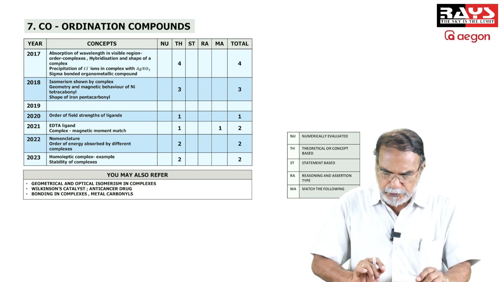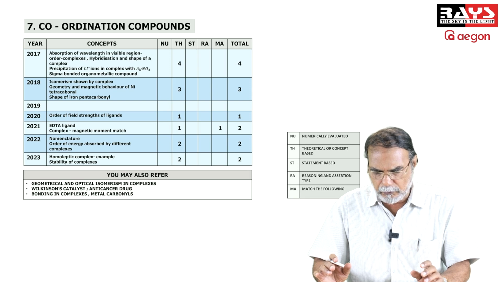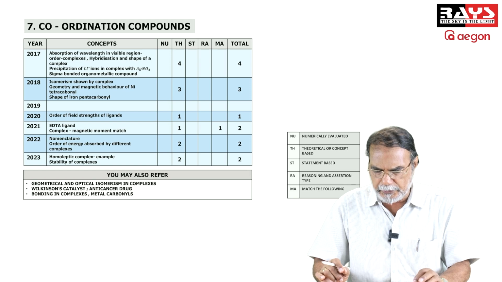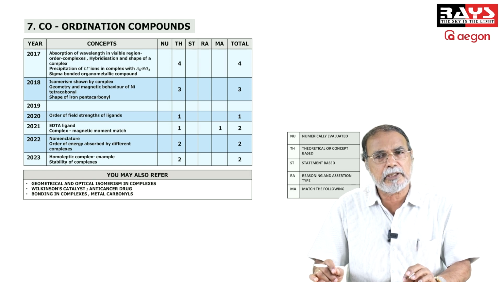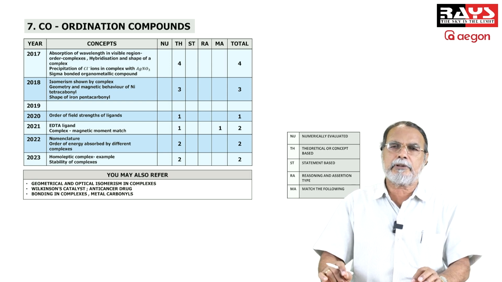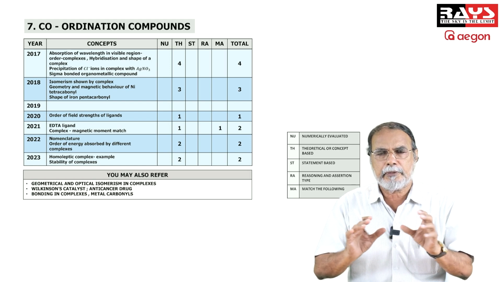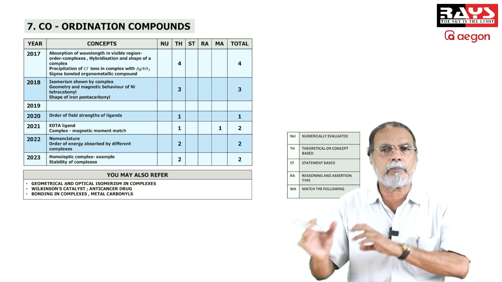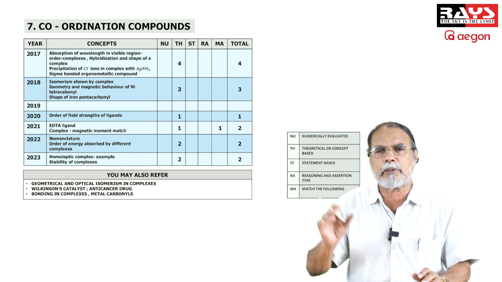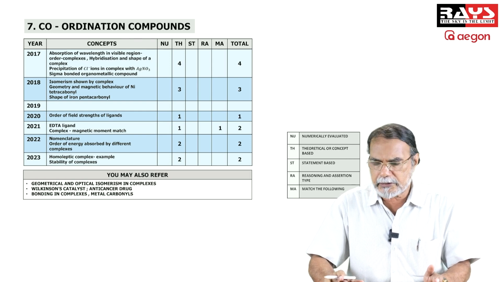You may also refer to geometrical and optical isomerism in complexes in some detail. You also study the Wilkinson catalyst and its importance, and the anti-cancer drug, the complex of platinum which is used as an anti-cancer drug. Also study the theories of bonding in complexes, particularly the overlapping of the orbitals in metal carbonyls. How are the sigma bonds and the pi bonds formed between the metal and carbon monoxide in metal carbonyls? So these things you may refer and study in detail.